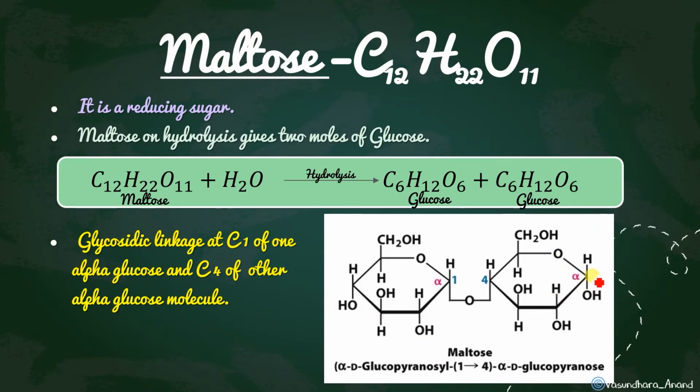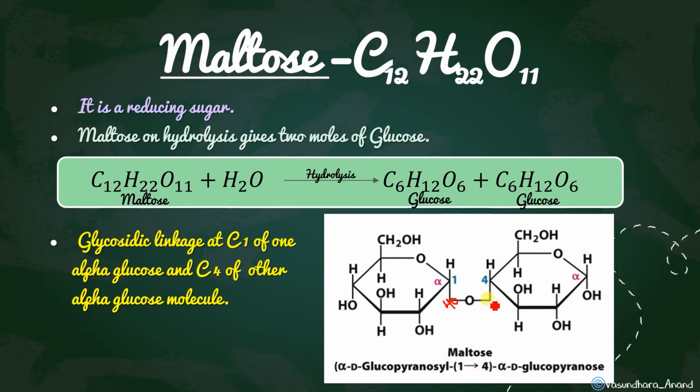Here it is 1. This is called 1. This is 2, 3, and 4th. So this is also alpha. How can we check? On the first carbon we have to check. If both are on the same side, that means it is alpha. That means inside the ring, or in the Haworth structure downward. Okay, so this C1 and C4, here OH was there, yes, and here also.